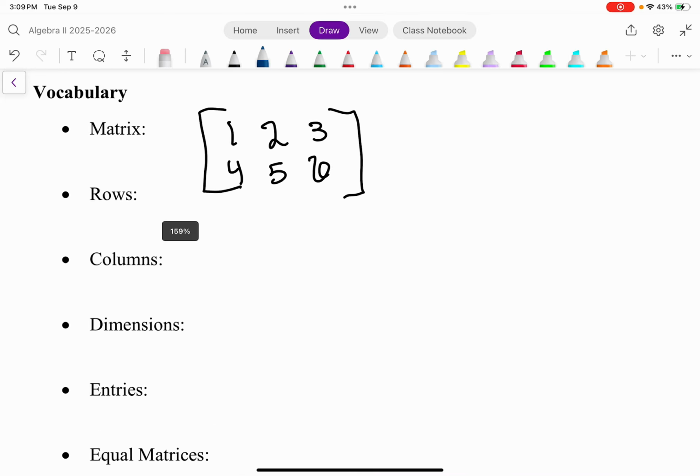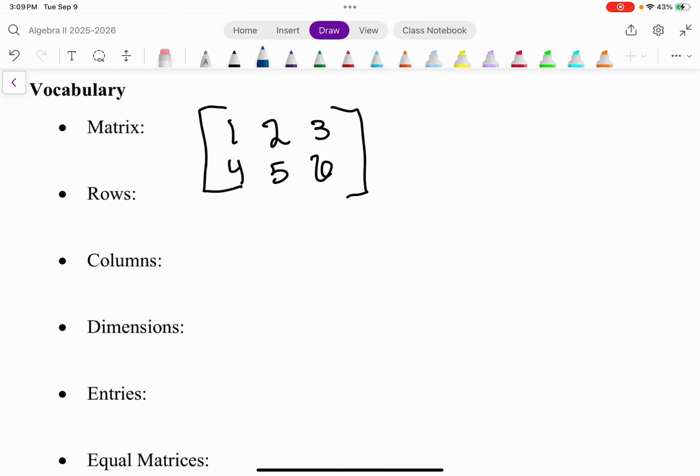With these, you do need to know the difference between rows and columns. Rows are the ones that are going to go left and right. Columns are the ones that are going to go up and down. So in this one, we have row 1 and row 2. And then columns, we start on the left side. We go left to right. This would be column 1, column 2, and column 3.